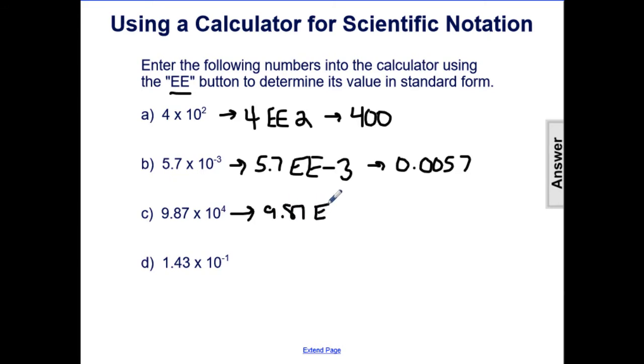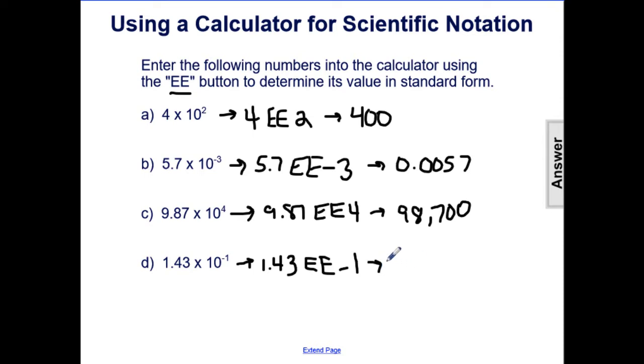Then the EE button, and 4 as your exponent, which should read on your calculator 98,700. And finally, D, you want to include your coefficient 1.43. Use your EE button and your exponent of negative 1, which should read on your calculator on your screen as 0.143.